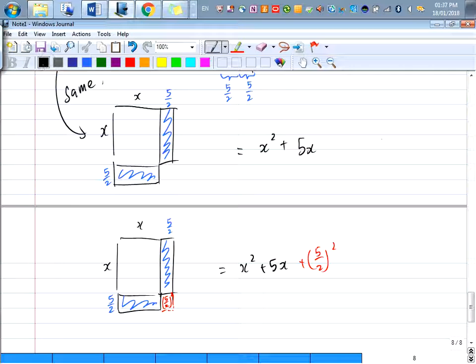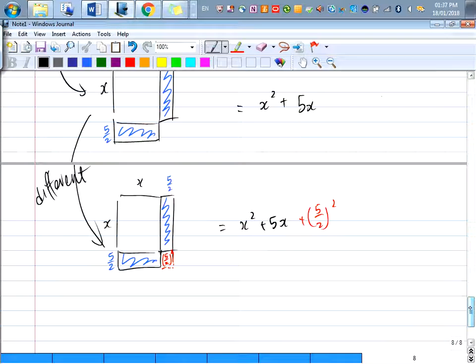Are these two the same? Are they equivalent? No, they are not equivalent. They are different now. What changed? I added this bit. I added a 5 over 2 squared by myself. So they are no longer the same.